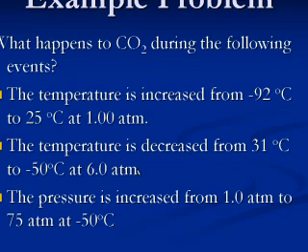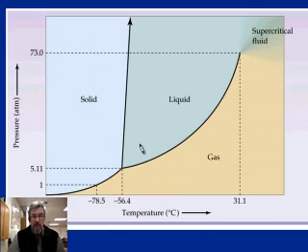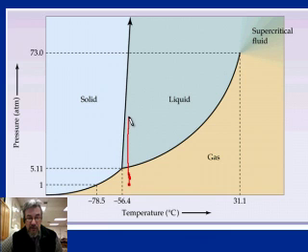The third problem asks us to figure out what happens when the pressure is increased from 1 atmosphere to 75 atmospheres at 50 below. So starting at 50 below zero and 1 atmosphere, which would be probably about here, I'm going to increase the pressure up to 75 atmospheres without changing the temperature. So now I'm making a vertical movement. I'm moving on the pressure axis without moving on the temperature scale, moving to about that point.